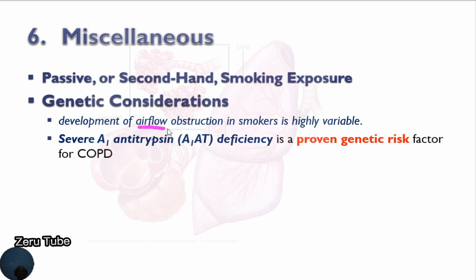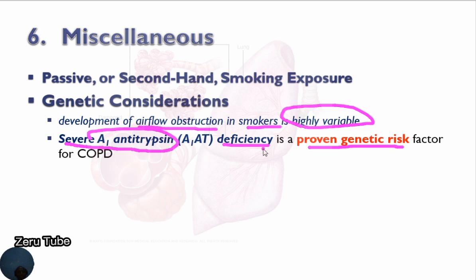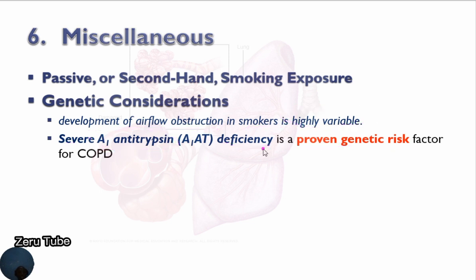Some genetic consideration: the development of airflow obstruction in smokers is highly variable. The patient who has severe alpha-1 antitrypsin deficiency has a proven genetic risk factor. Patients laboratory ውስጥ alpha-1 antitrypsin deficiency አለባችሁ የለባችሁም እንደምንለው. Alpha-1 antitrypsin deficiency genetical problem. ስለዚህ ይህ deficiency alpha-1 antitrypsin የምንለው deficiency ያለባቸው patients most commonly they have the chance to develop COPD.